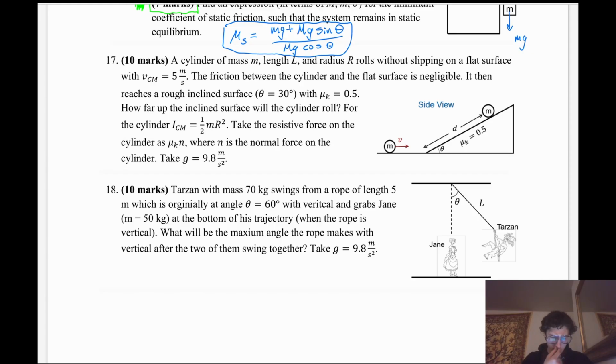For the cylinder, I center of mass is equal to 1/2 m r squared. Take the resistive force of the cylinder as mu k n, where n is the normal force on the cylinder. Take g. How far up will it roll? Is this a kinetic energy kind of problem, or is this a force kind of problem?